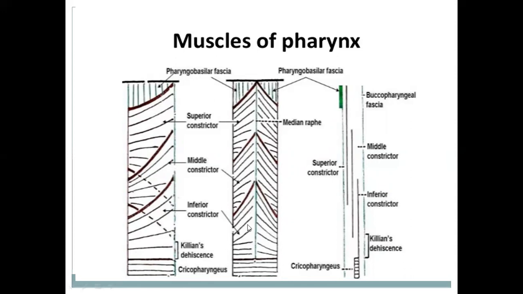In between the thyropharyngeus and cricopharyngeus, we have Killian's dehiscence. It is a somewhat weaker space, called Killian's dehiscence. From here, the pharyngeal pouch will come downward. We'll discuss later what that pouch is and what it does.